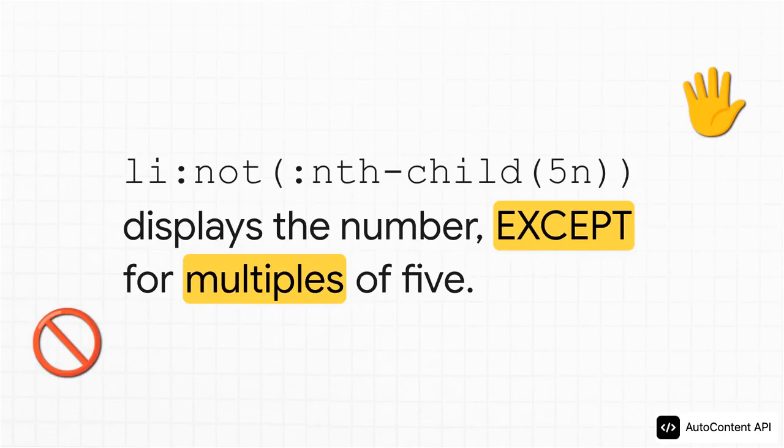Okay, now the logic starts to creep in. This rule says, before each list item, I want you to display the current number from our counter, unless that item is a multiple of 5. This is such a critical move. It prints out 1, 2, 3, 4, but it leaves a blank space where 5, 10, and 15 should be, perfectly setting the stage for our buzz.